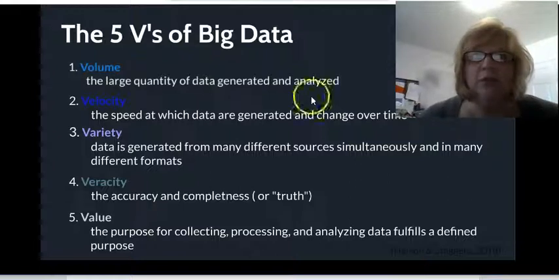Value also includes the question the data is expected to answer and the organization's response to the results of the analysis.